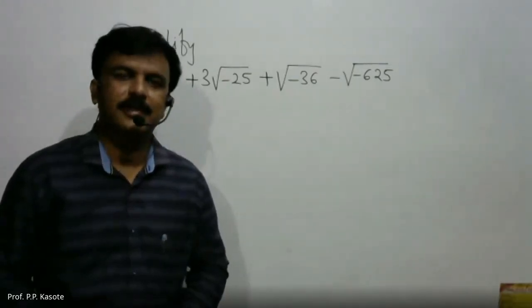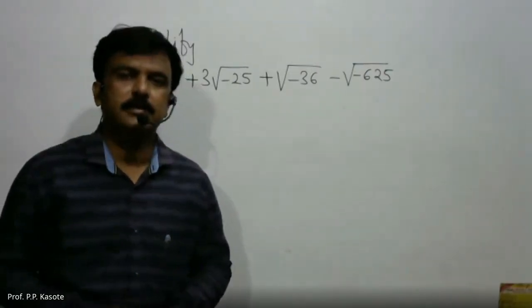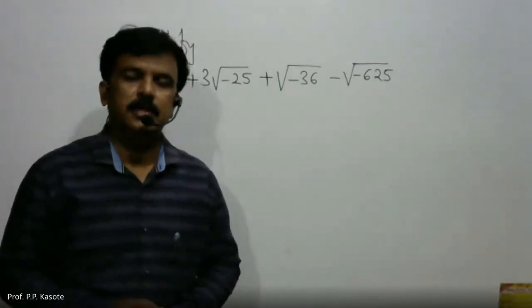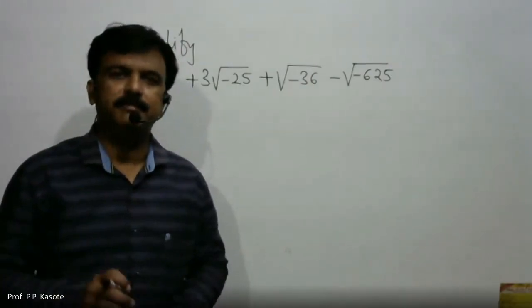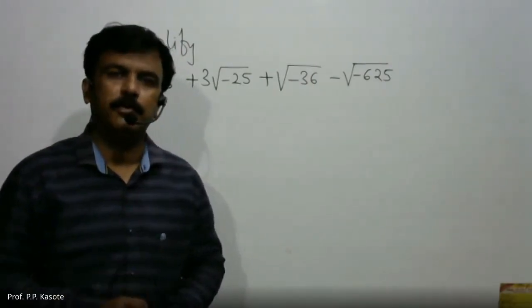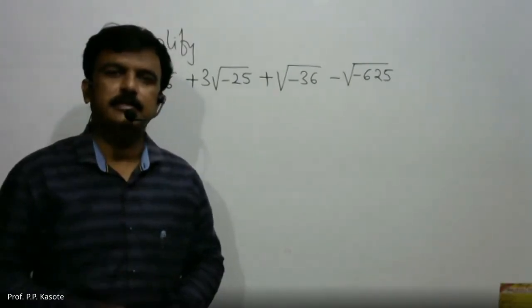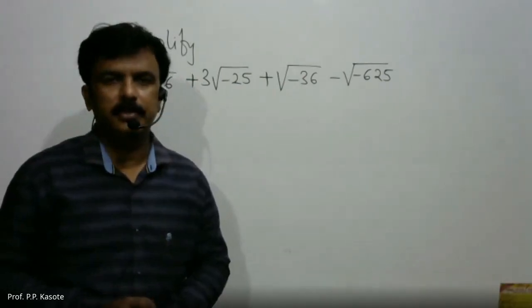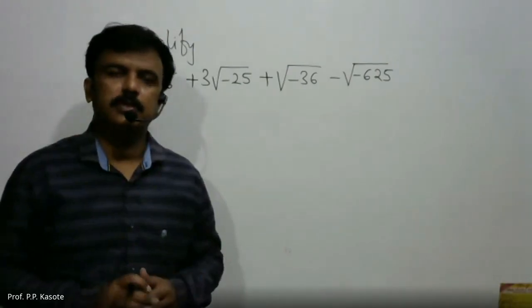Good morning, children. Today we are going to solve a few examples based on the definition of complex number, equality of complex number, and the five different operations that we have studied that we can perform on complex number. That is addition of complex number, subtraction, scalar multiplication, multiplication, and division. So let us solve a few examples based on these topics.